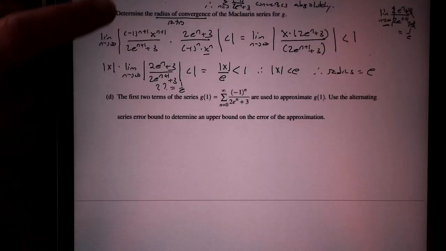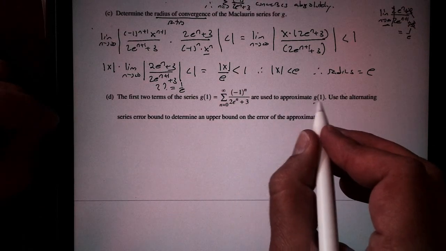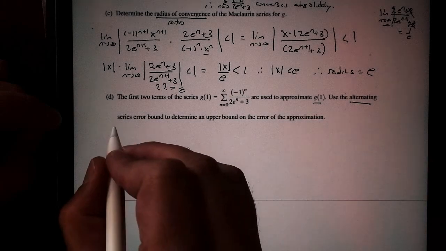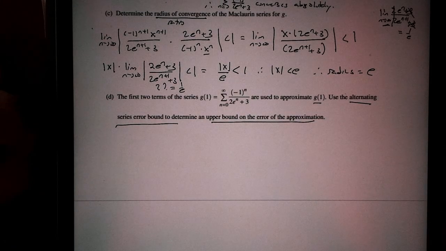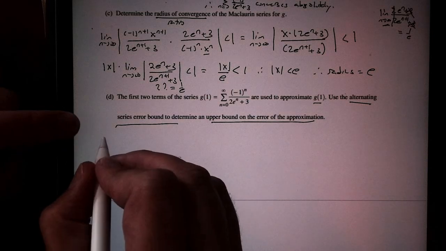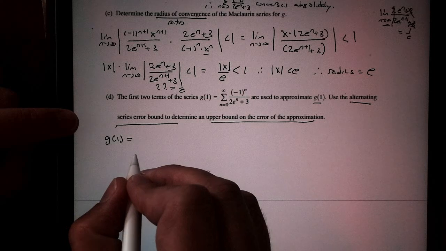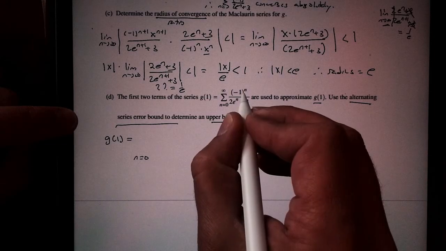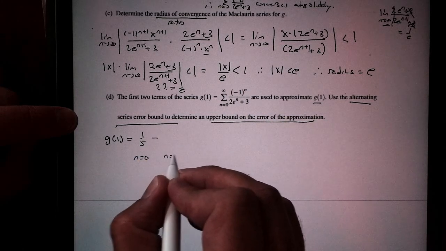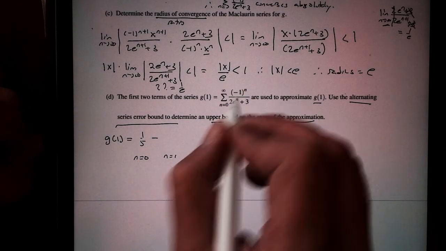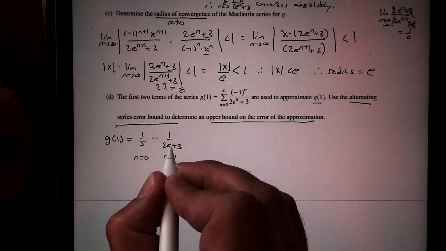All right, the last one says the first two terms in our series are used to approximate g of 1. Use the alternating series error bound to determine the upper bound on the error of our approximation. So let's first find g of 1. Well, g of 1 would equal, starting at 0, if we let n be 0, we're going to get 1 over 5. Minus, it is alternating, n equals 1. If I plug in 1, I get 1 over 2e plus 3.